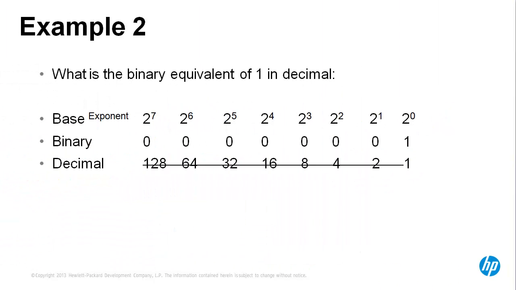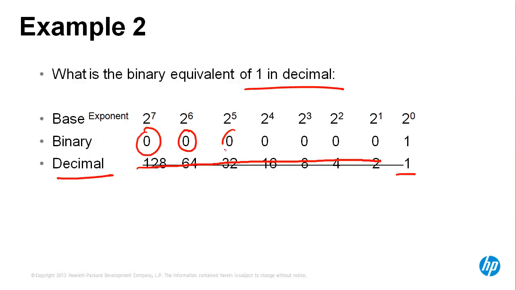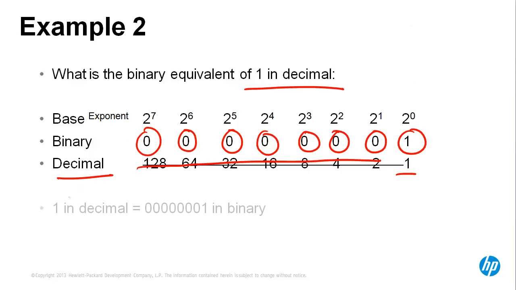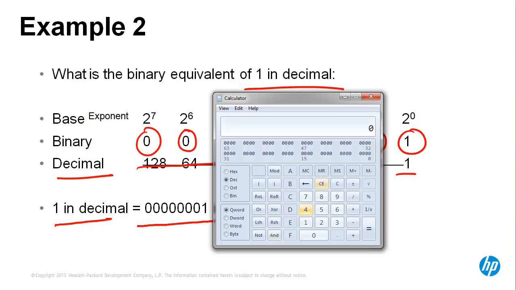So here's another example. What is the binary equivalent of 1 in decimal? So using our table, the decimal value is 1. That means these values are turned off. In other words, the binary equivalent is 0 for the first 7 values, but the last value is turned on. So 1 in decimal is equivalent to 7 binary zeros followed by a binary 1.